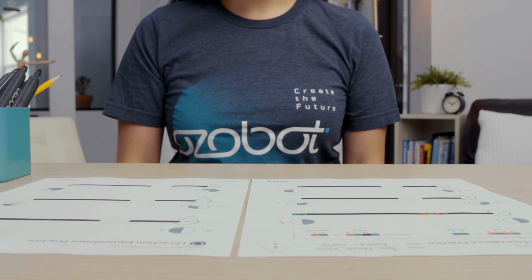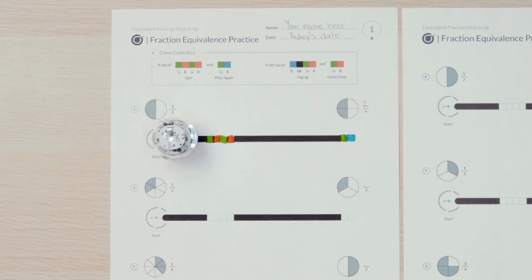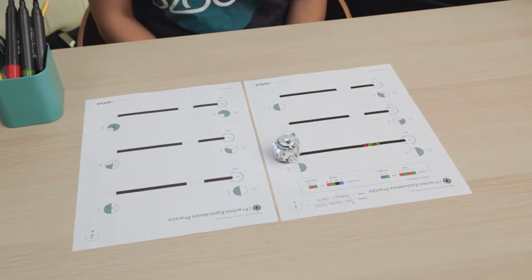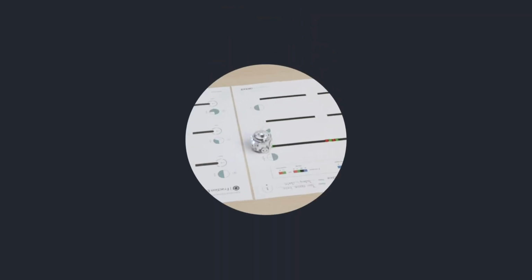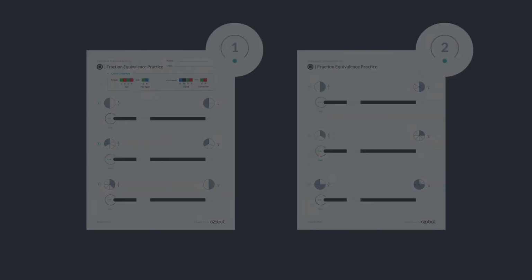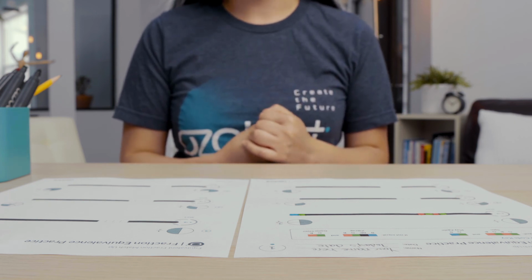Are you ready to see your bot in action? I know I am. Let's watch to see what the bot does when I place it on start. Since 1/2 and 2/4 are equivalent fractions, Ozobot will spin and celebrate. Does your Ozobot spin and celebrate to show that 1/2 and 2/4 are equivalent fractions? Great work comparing your first pair of fractions and programming Ozobot to demonstrate it.